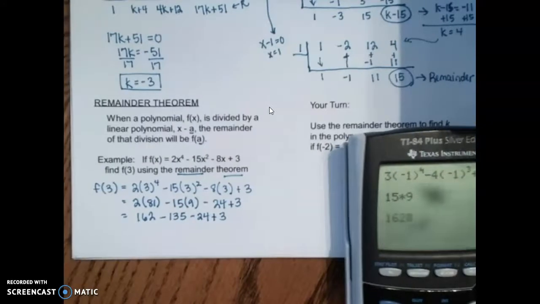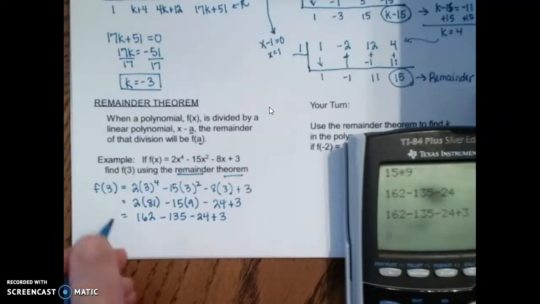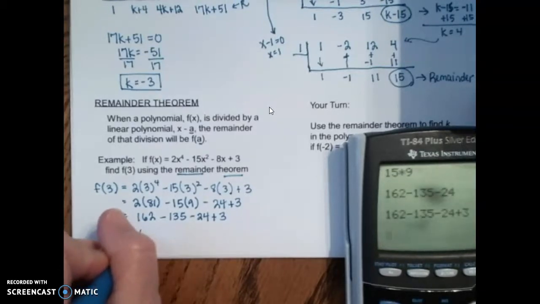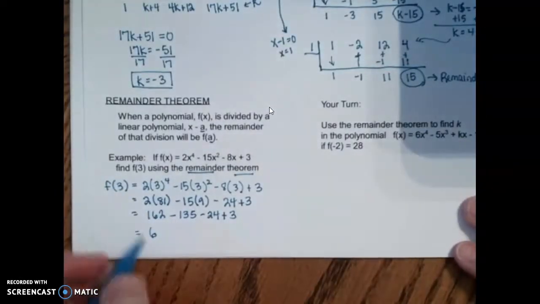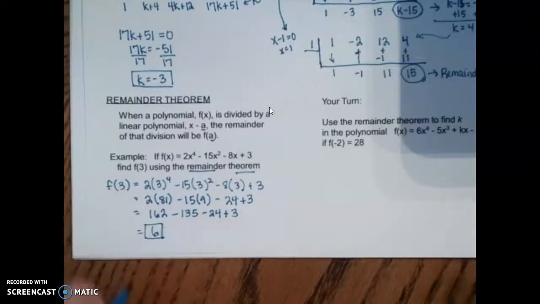And you could put all that into your calculator in one step. So let me do that one more time, just to make sure I've got that right. Yeah. So basically what you've just figured out is that the remainder is going to be 6, based off of the remainder theorem.